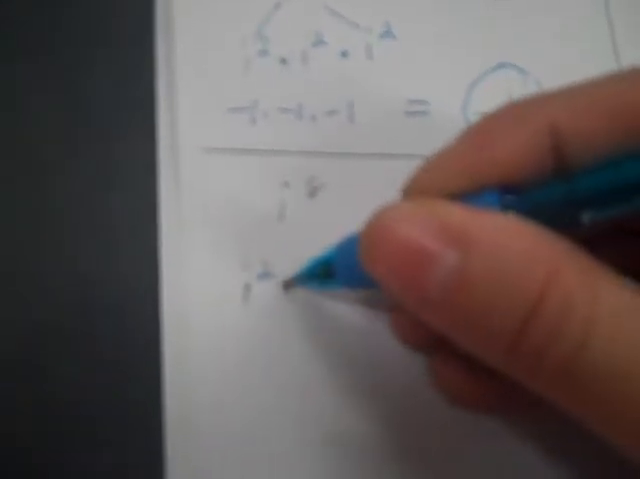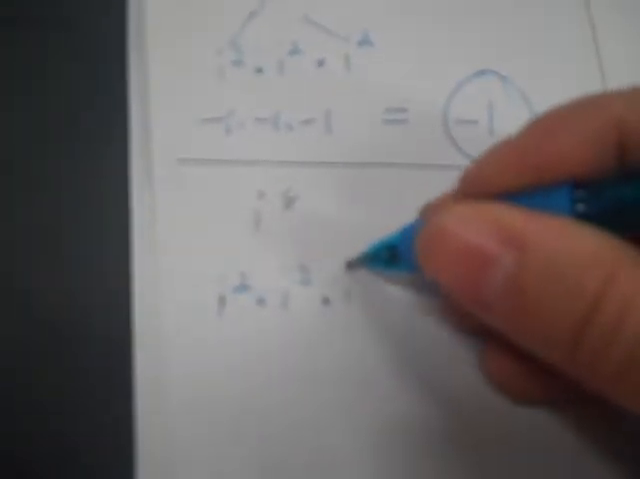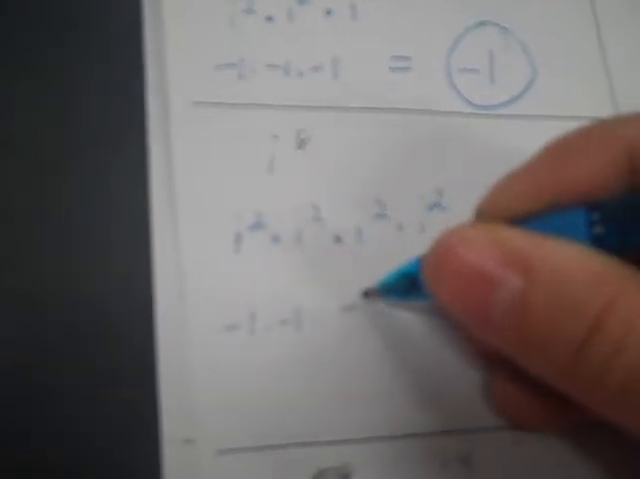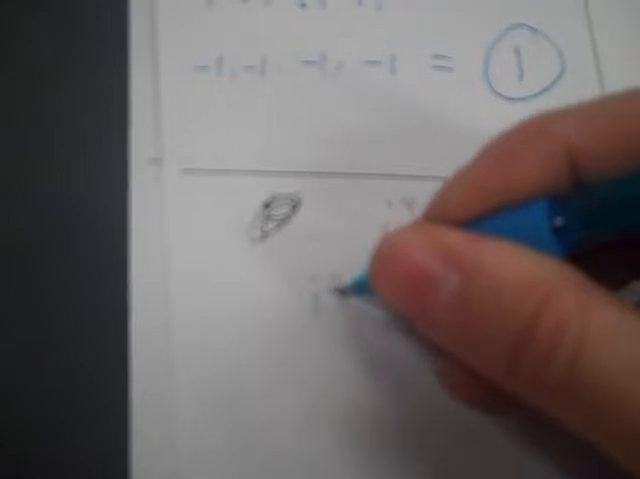Okay, i to the 8th, same idea. i second, there's 2, there's 4, there's 6, and there's 8. So I go negative 1 times negative 1 times negative 1 times negative 1. So that's positive 1 when I multiply these two. Now I'm at negative 1. Now I'm back to positive 1, right there. i to the 4th, i to the second, there's 2. i to the second, there's 4. So negative 1 times negative 1, that's positive 1.